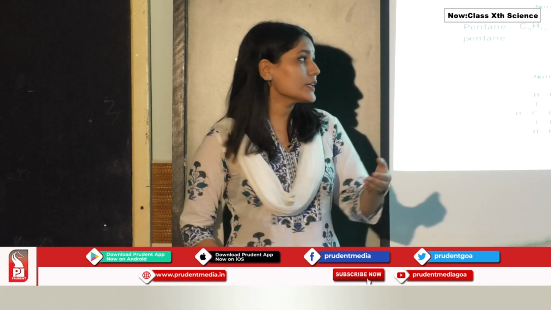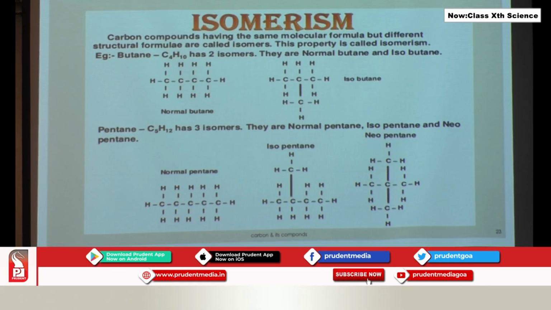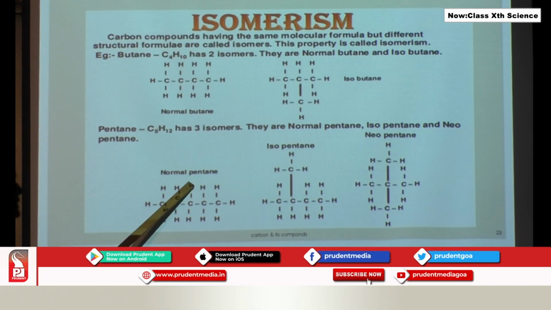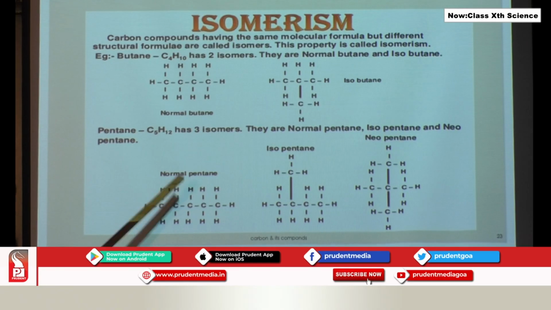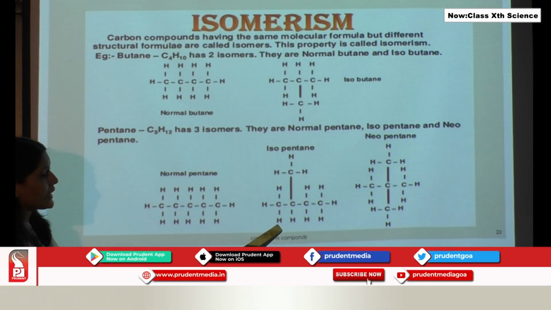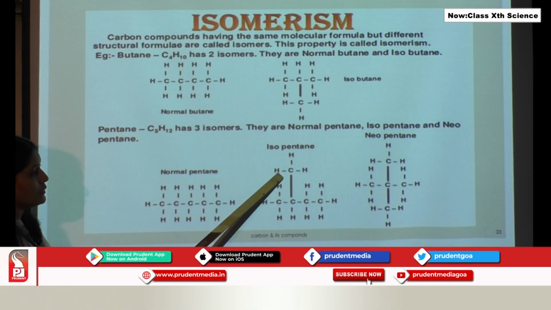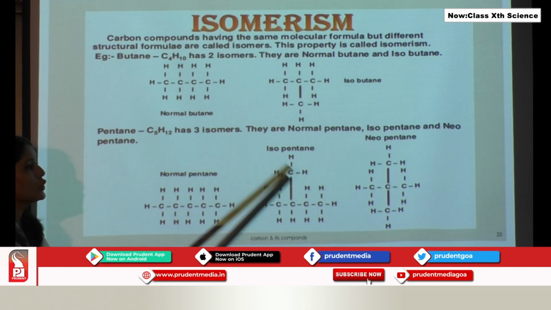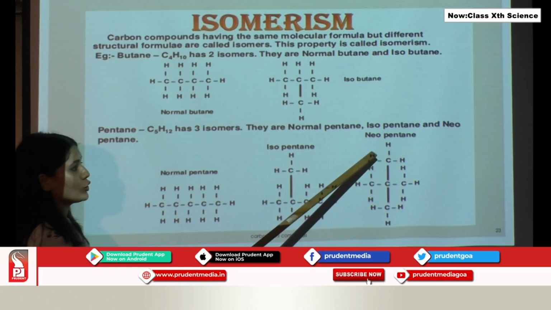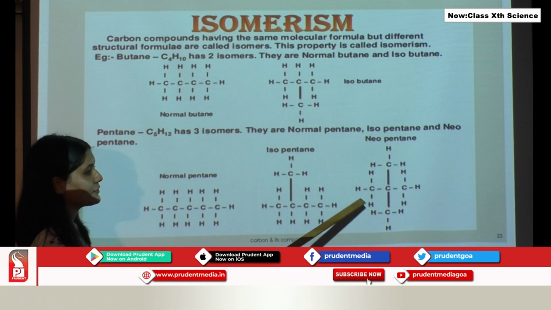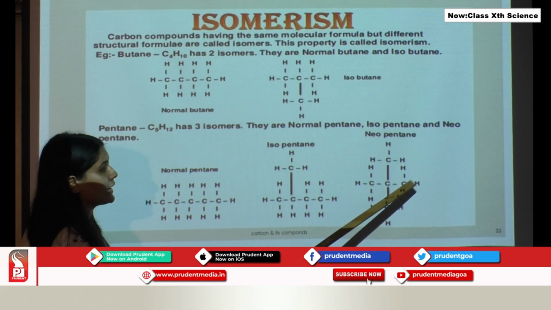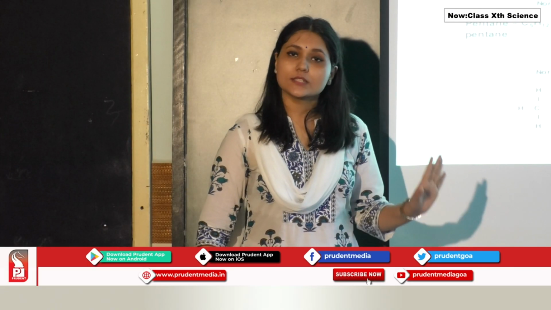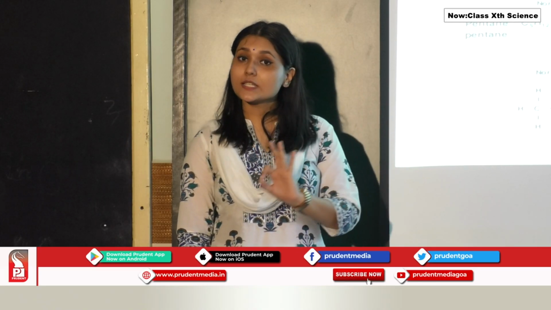Now the hydrogen atoms, how many we need? 12. So let us count in the first case. We are having 1, 2, 3, 4, 5, 6, 7, 8, 9, 10, 11, 12. In the second, in isopentane, 1, 2, 3, 4, 5, 6, 7, 8, 9, 10, 11, 12. And in the third case also 12. So the molecular formula of all the 3 compounds is the same.